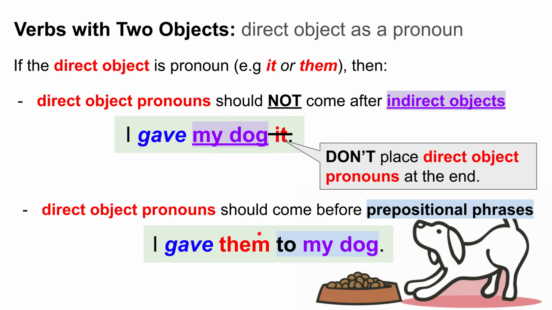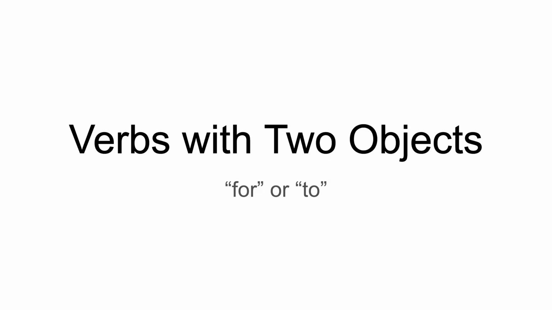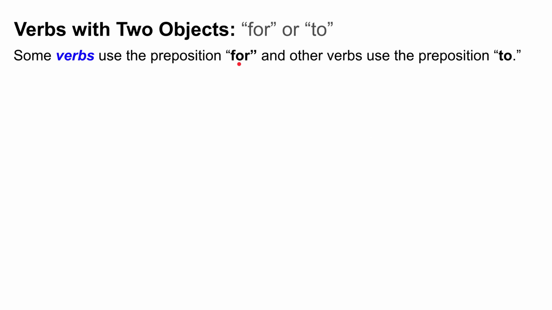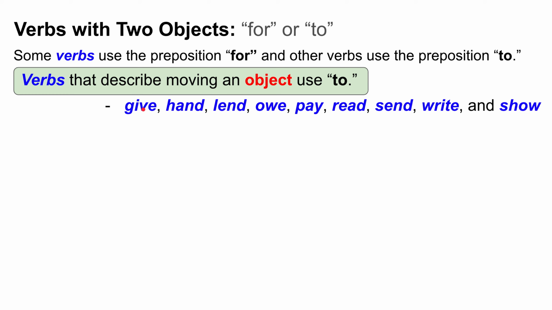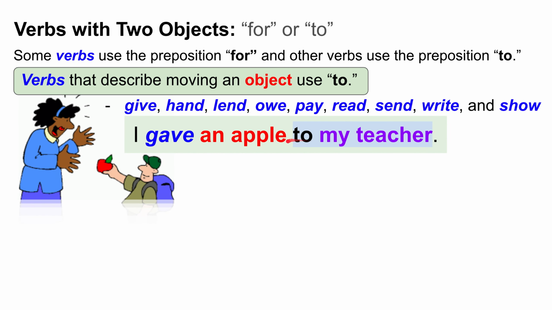Moving forward. For or to. Some verbs use a preposition for, and other verbs use a preposition to. Verbs that describe moving an object from person to person use to. Verbs, for example, such as give, hand, lend, owe, pay, read, send, write, and show. These verbs describe moving an object from person to person. For example, I gave an apple to my teacher. The transfer is moving from I to my teacher. So I use to.